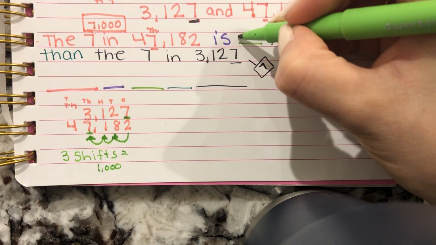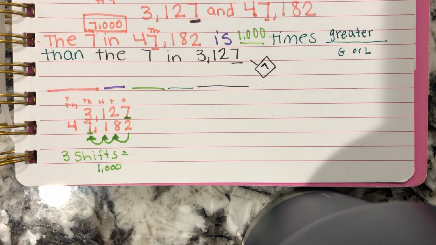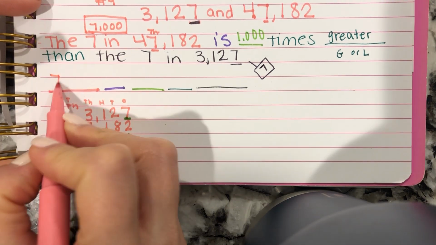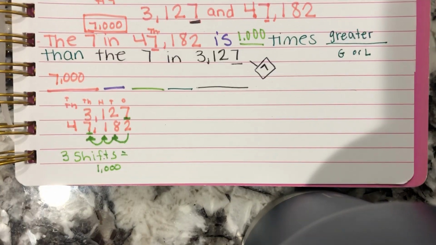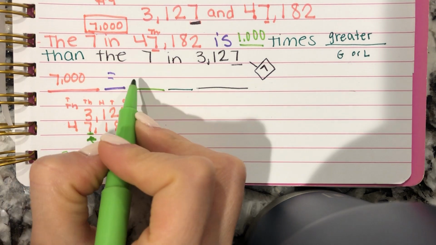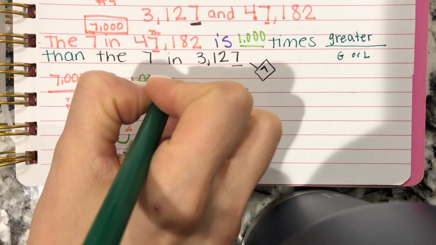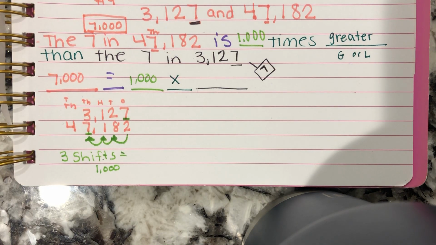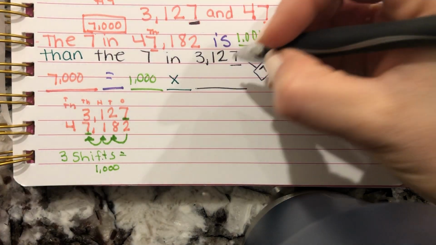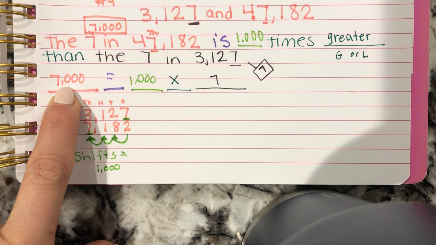1,000, you got it. So the 7 in 47,182 is 1,000 times greater than the 7 in 3,127. Let's write that as an equation. 7,000 equals 1,000 times 7. And you can check that with the affixing 0 rule. But hopefully that's one that we could do on our own in our head. 7 times 1,000 equals 7,000.